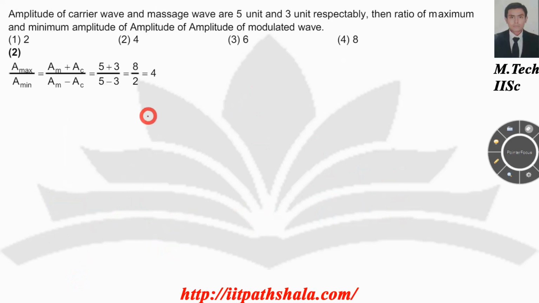Amplitudes of a carrier wave and message wave are 5 units and 3 units respectively. Then you have to find the ratio of the maximum and minimum amplitude of the modulated wave. Now it's a direct formula. A max upon A min is nothing but amplitude of carrier wave plus amplitude of message wave upon amplitude of carrier wave minus amplitude of message wave. Put in the following data over here, and you will land up with A max over A min equal to 4.